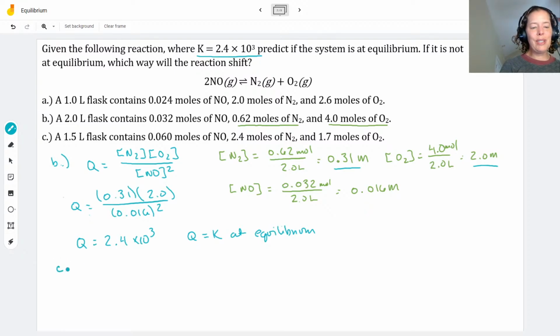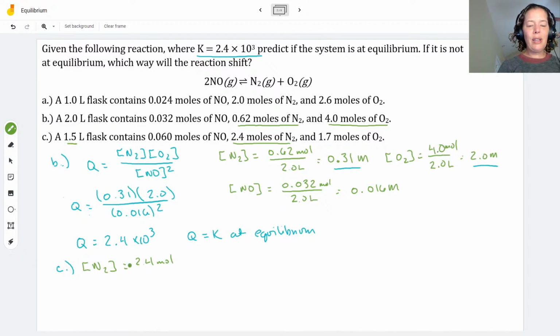Let's see if I can squeeze C in here. Again, my Q stays the same, so I'm not going to bother writing it down again because I've already got it there. But I do need to calculate my concentrations. All right, so I've got my concentration of nitrogen. I'm going to make sure I underline it this time, 2.4 moles.